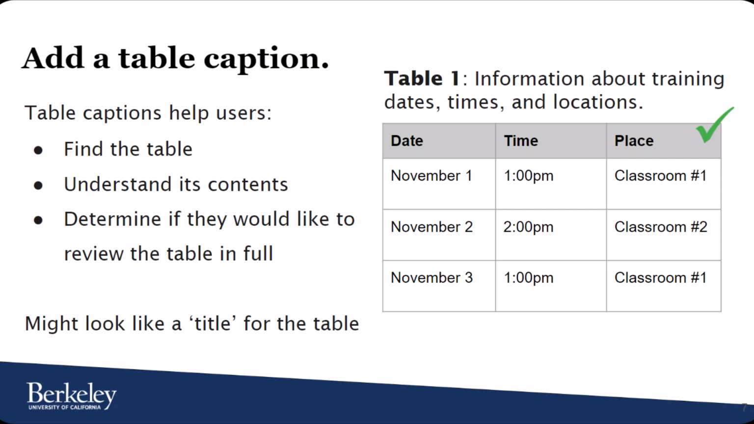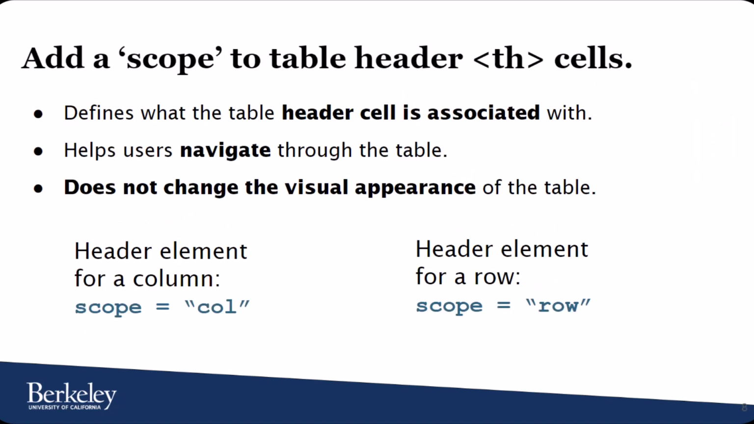When you are making your table, be sure to define the scope of your table header cells. By adding a scope element, you're defining what the table header cell is associated with. This helps users navigate through your data table and ensures that the correct information is associated together. Adding a scope to your table does not change the visual appearance of the table. If your column is a header cell, you will use scope equals COL, and if your row is a header cell, you will use scope equals ROW.